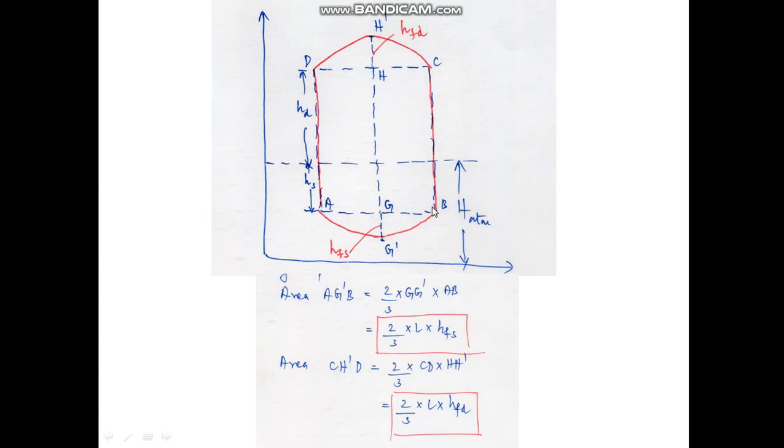So at point A and B, there is no effect of friction, whereas at middle G, it is shifted to G dash, so G dash is HFS. And here, it is shifted to H dash, is HFD. So obviously, the area is increased. The area is increased by area of parabola A G dash B plus area of parabola C H dash D. And area of parabola A G dash B is 2 by 3 into base into altitude. Base is AB. So 2 by 3 into AB into G dash. 2 by 3 into AB is L, G dash is HFS. Here 2 by 3 into CD into HFD.